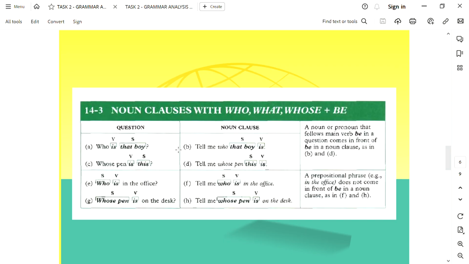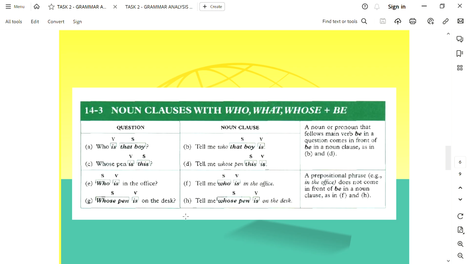Alright, so in here, noun clauses with who, what, whose plus be. For example, the question, who is that boy? This is for the question form, but we can ask in another form with the tell me who that boy is. And see, whose pen is that? Tell me whose pen this is. And of course, in noun clauses, there is no question mark.